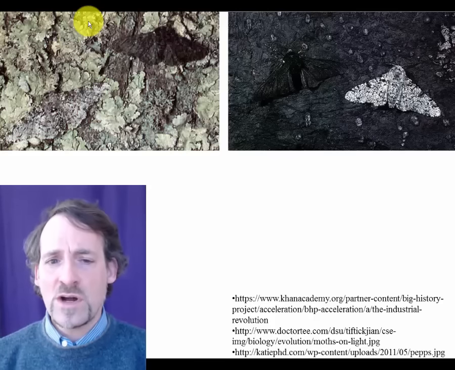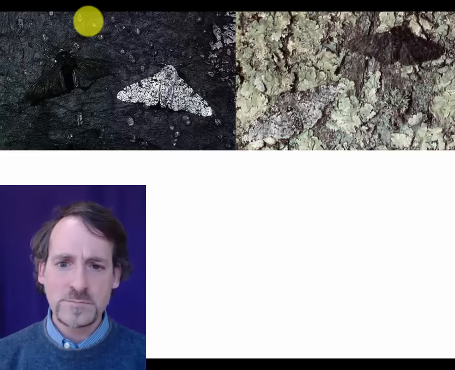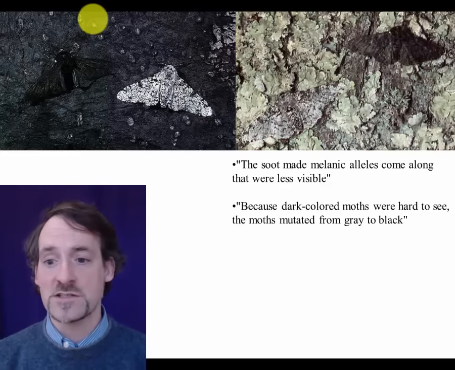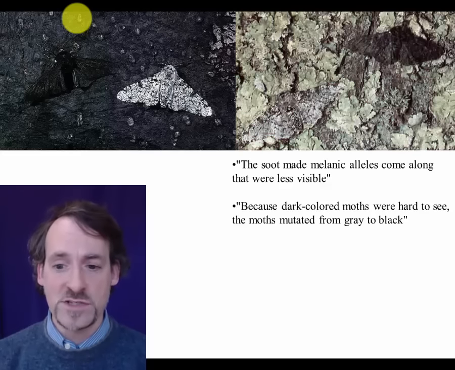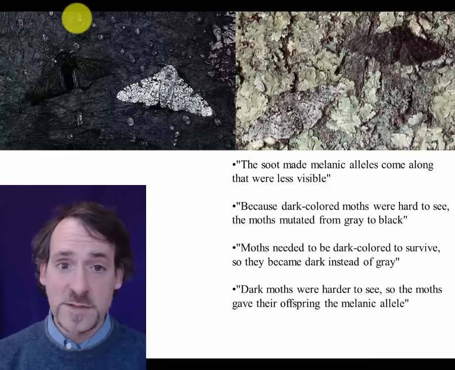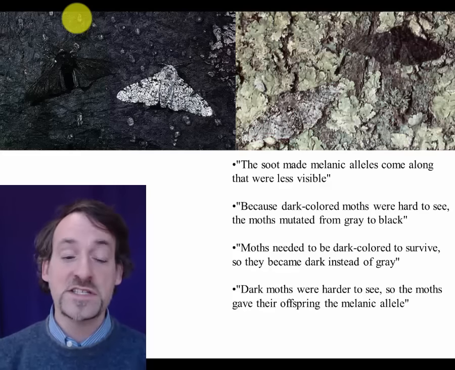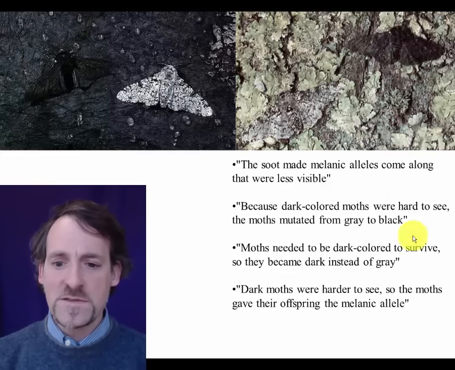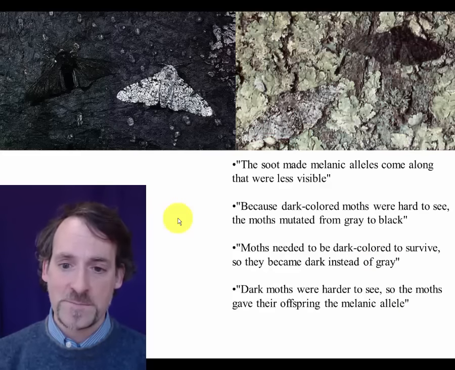And this is the sort of thing that you often see students describing. For example, I'll often see students write things like, the soot made the melanic alleles come along that were less visible. Or because dark-colored moths are hard to see, the moths mutated from gray to black. I'll also see statements like this. Moths needed to be dark-colored to survive, so they mutated from gray to dark. Or dark moths were harder to see, so the moths gave their offspring the melanic allele. All of these basically misdescribe what mutation actually does and why.